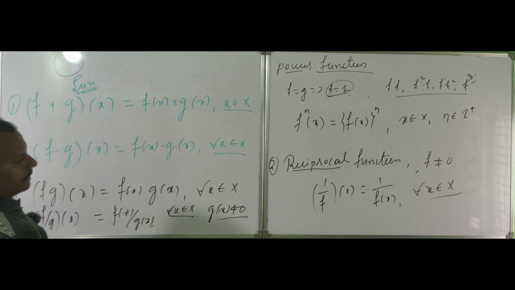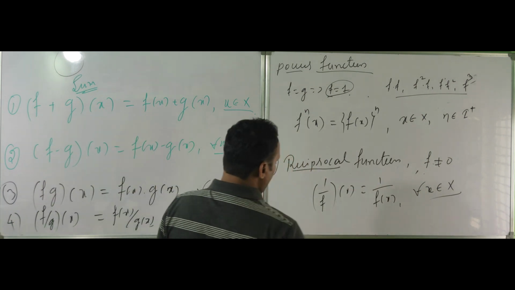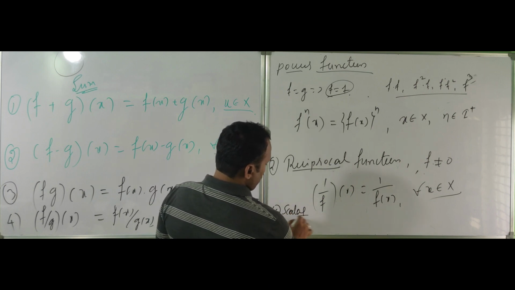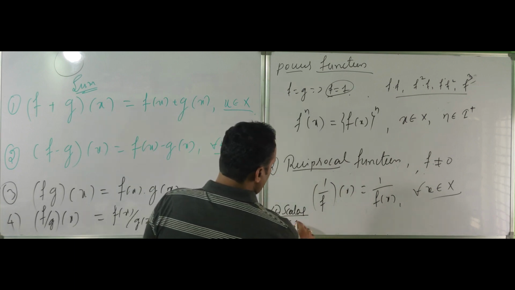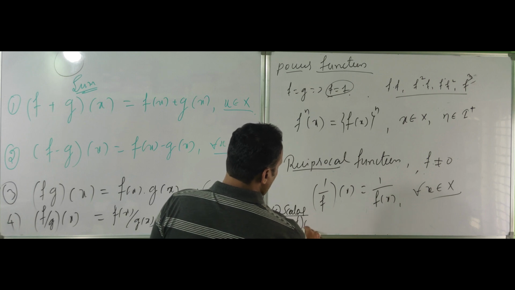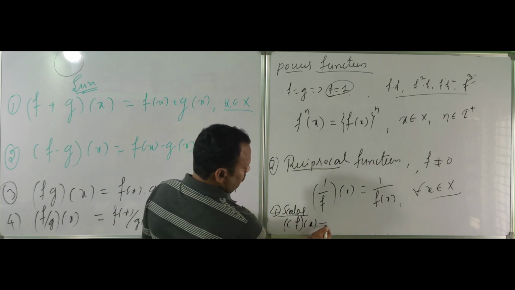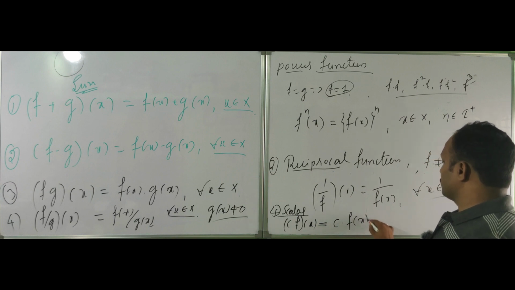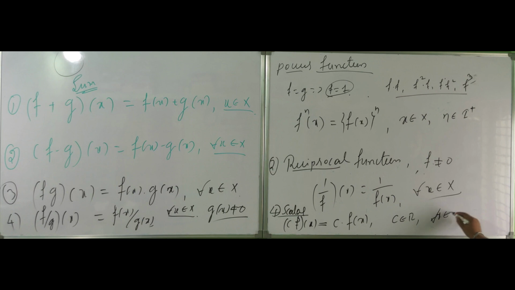The last one is the scalar function. One more important one, the fourth one, is the scalar function. Scalar function is nothing but multiplication by a constant. C is a constant. If C is a constant, this equals C into f of x, where C belongs to R, it will be constant, and for all x belonging to X.